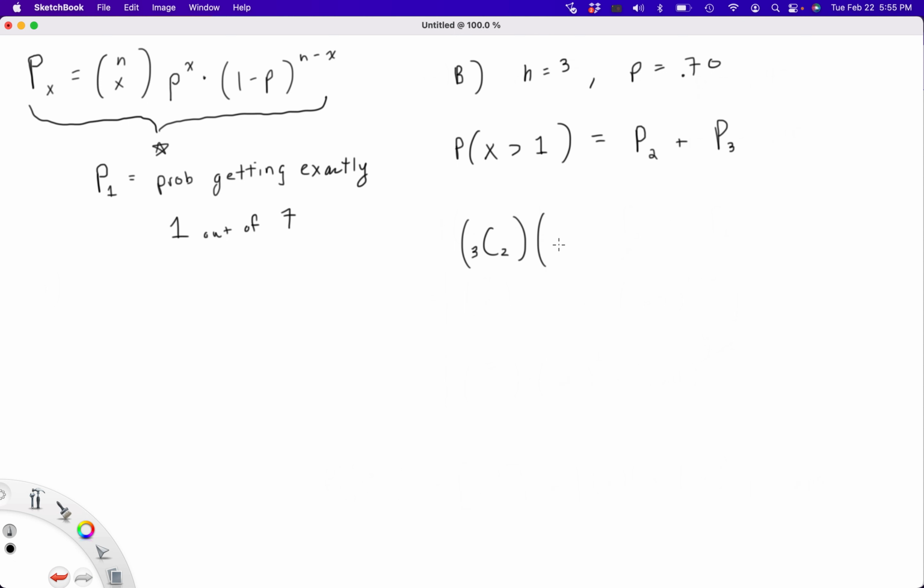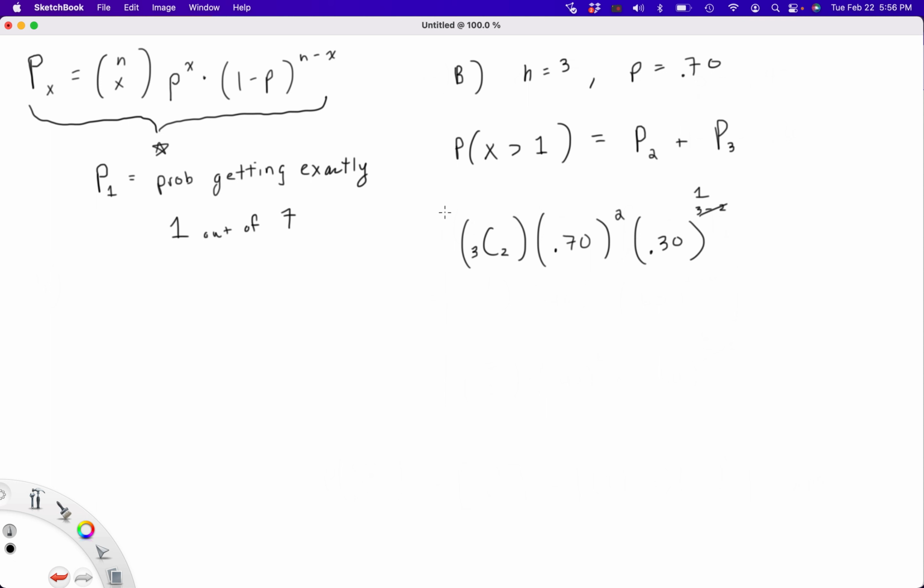And then we're multiplying by probability for P, so that's 0.70 raised to the power of x, which is 2, times 1 minus 0.70, which is actually the probability of failing in our experiment, which is 0.30, to the power of n minus x, so that's 3 minus 2, which is actually just 1.